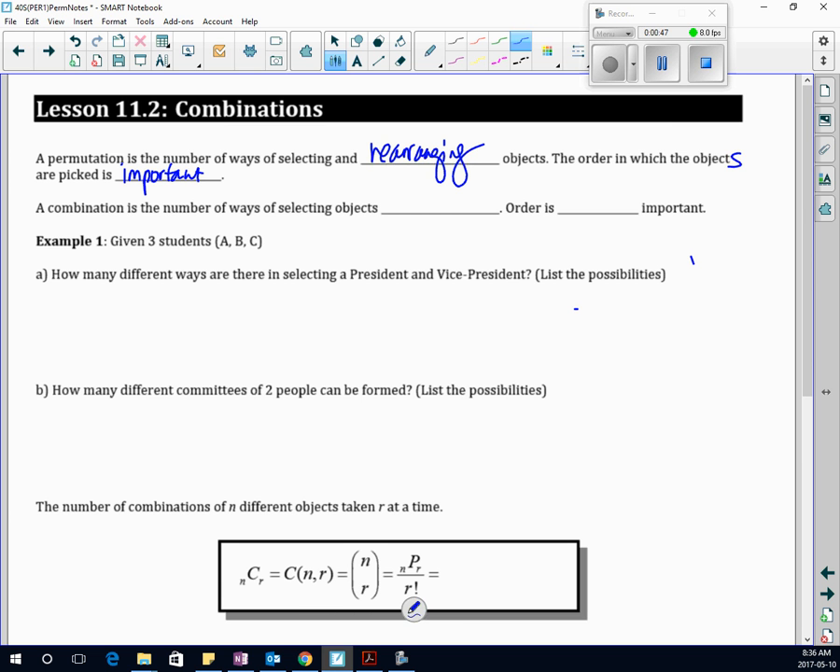The combination is a number of ways of selecting objects randomly. That's what I want. Order is not important in a combination.